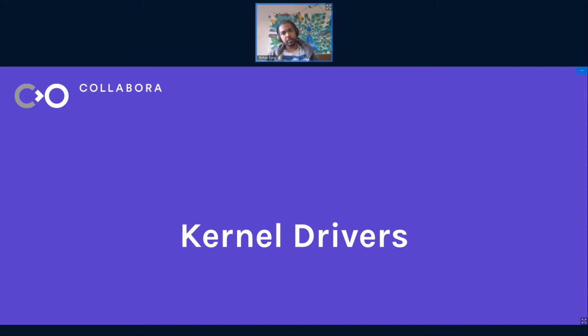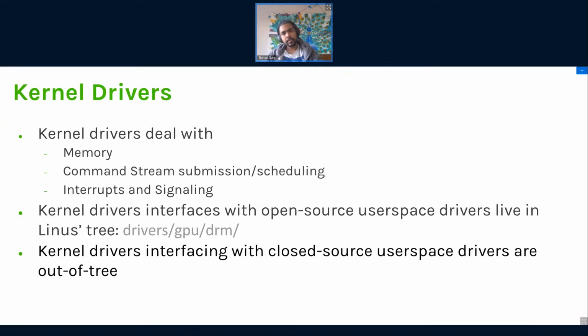So first, I'm going to be talking about the kernel drivers. There are a couple of responsibilities that the kernel driver deals with, such as memory, command stream submission and scheduling, interrupts, and signaling. These kernel drivers with open source user space drivers live in the Linux tree, in drivers/gpu/drm, whereas kernel drivers with closed source user space drivers are out of tree.